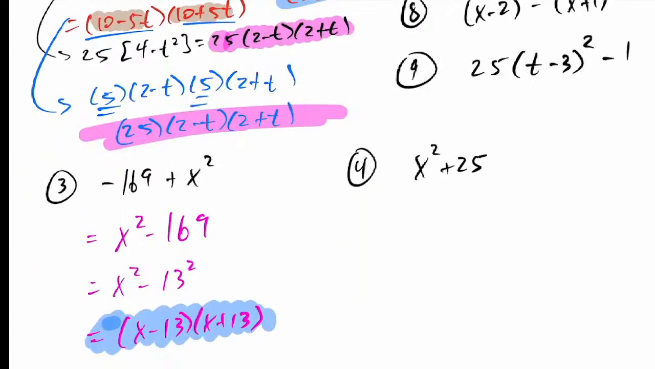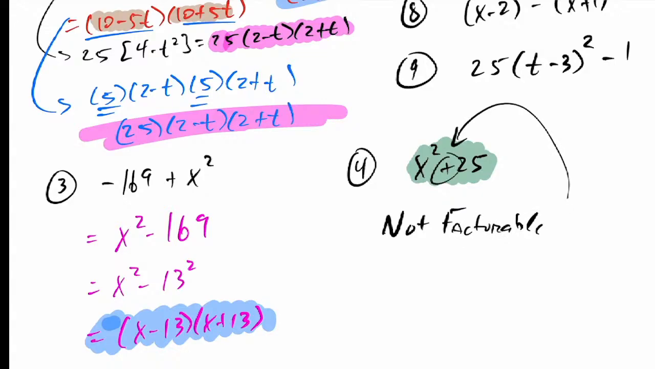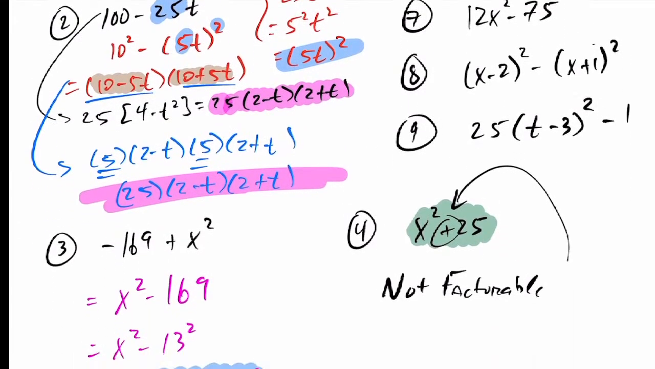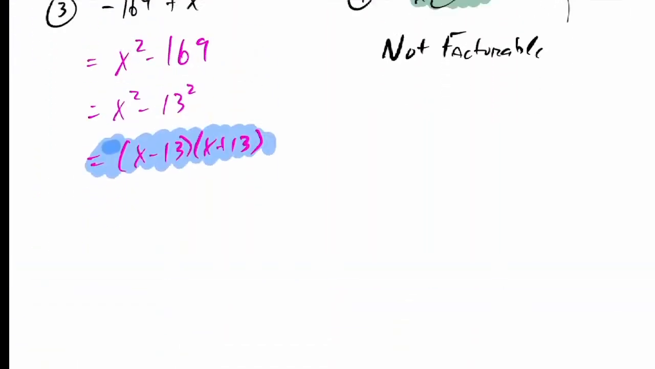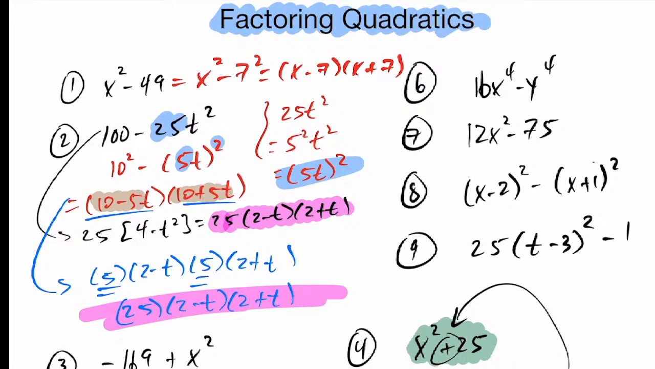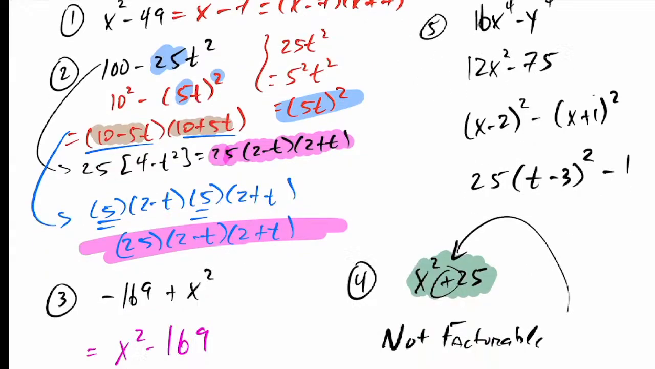All right, there's 3. I made up 4 to show you this. If you're looking at number 4, this one is not factorable at all. The reason for that is because of that plus sign here. It's not a difference of squares, so 4 is not factorable.